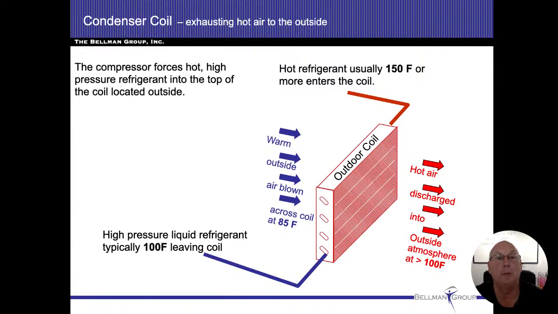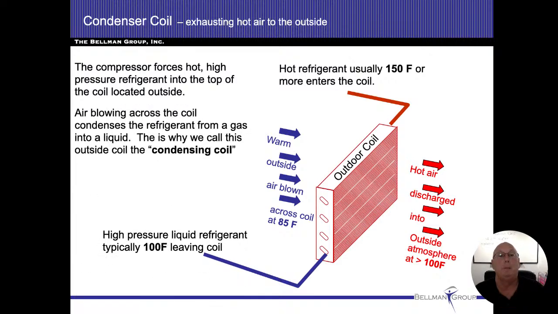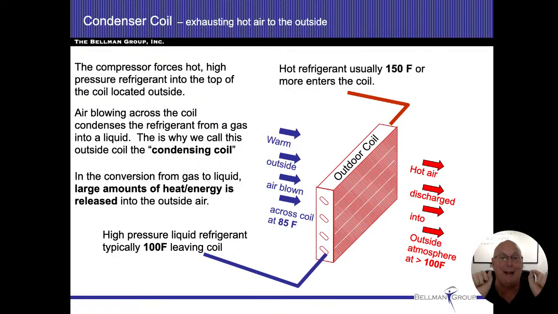This forces hot, high pressure refrigerant to the top of the coil located outside. The refrigerant travels through the coil, same air transfer is happening, but in this case, we're discharging heat. As I'm discharging, I'm condensing my refrigerant, changing from a gas to a liquid. And as I change from a gas to a liquid, I release a tremendous amount of heat that I had inside the refrigerant. This is called latent heat of condensation. We're just talking about the heat transfer without the temperature change. That is latent heat.